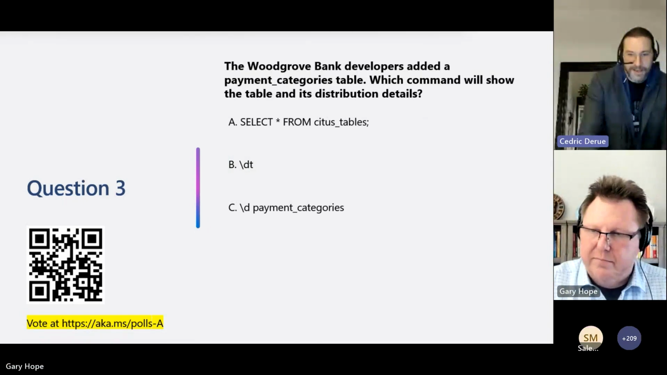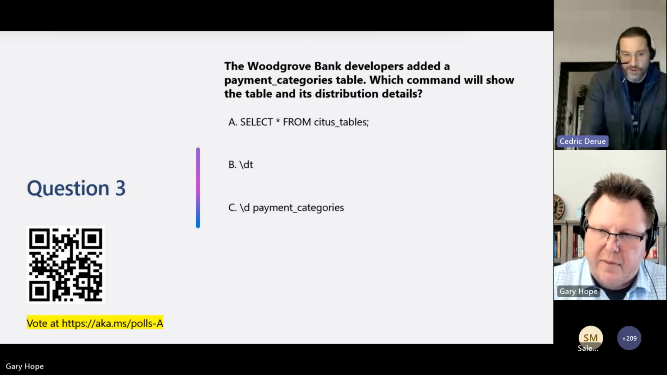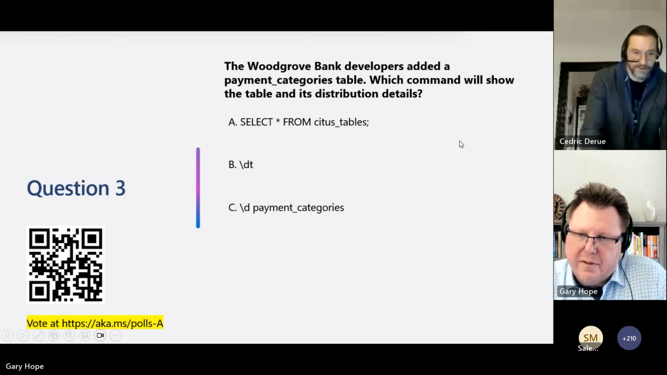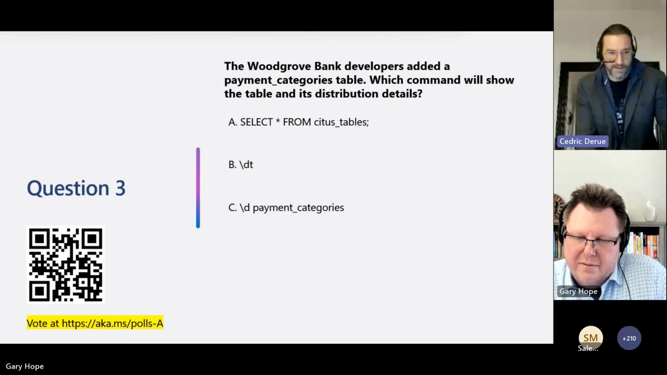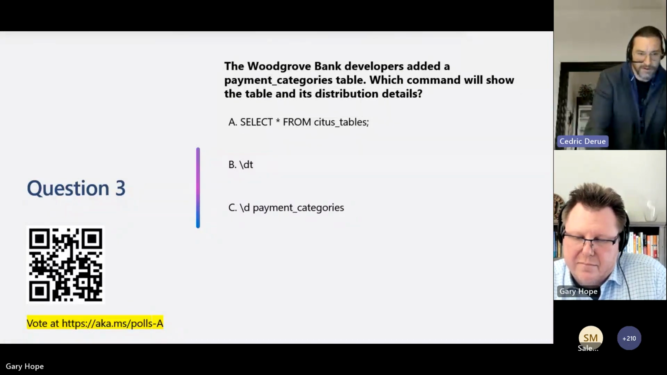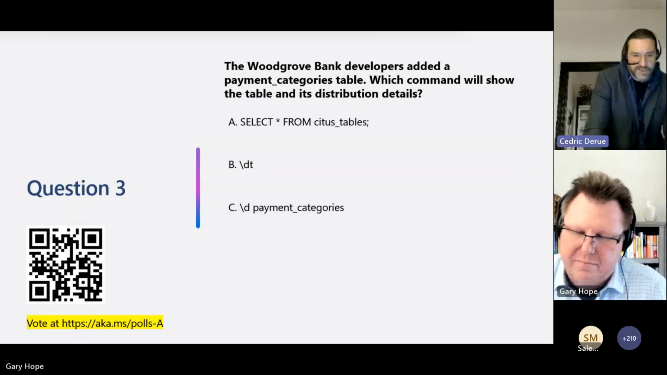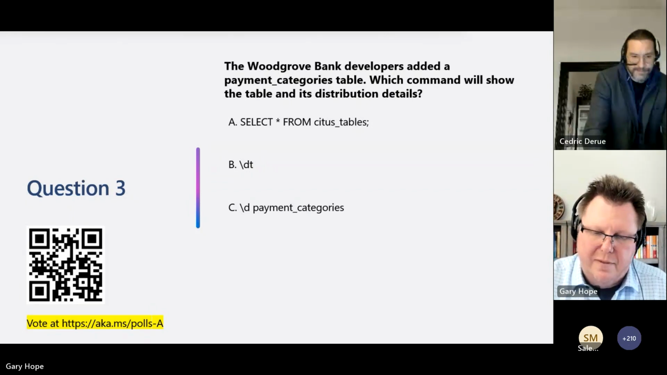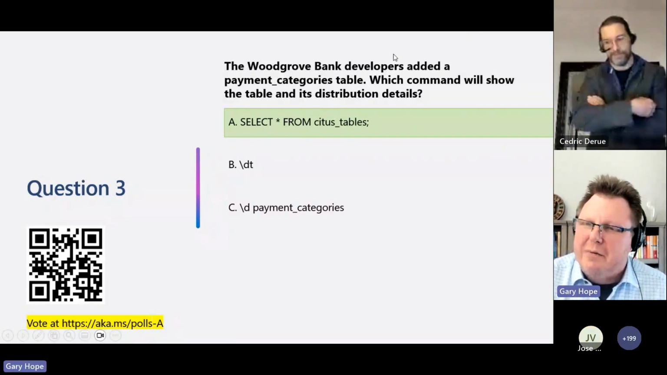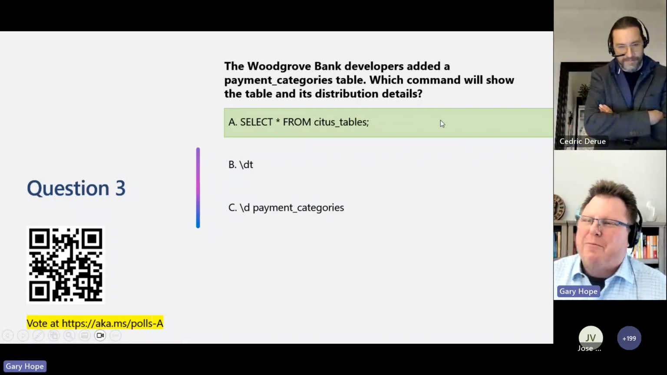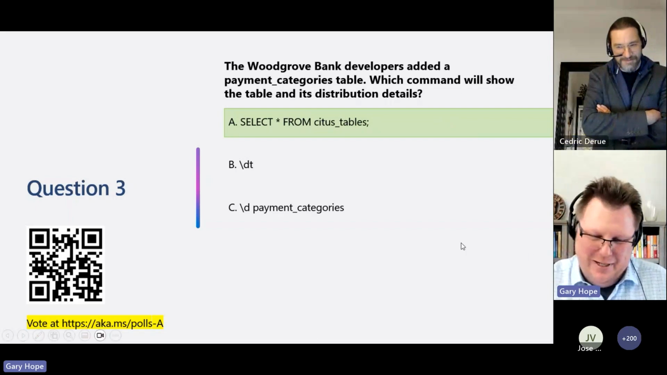Now, the Woodgrove-bound developers added the payment categories table. Which command will show the table and its distribution details? So remember, during the demonstration, we used this command several times. So according to you, what is the correct answer? You run a select from the Citus table, you run a \dt command, or a \d payment categories command. The Citus table is a metadata table that allows us to see the configuration, and we've probably showed it 20 times if we showed it once in our demo today.